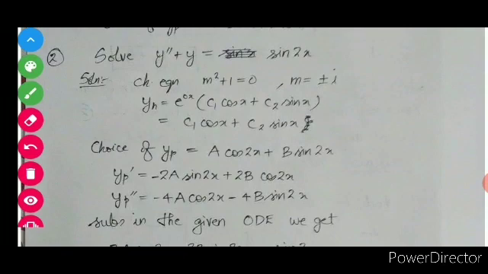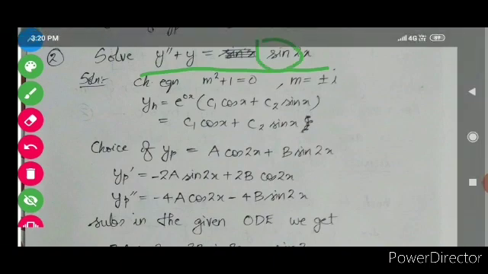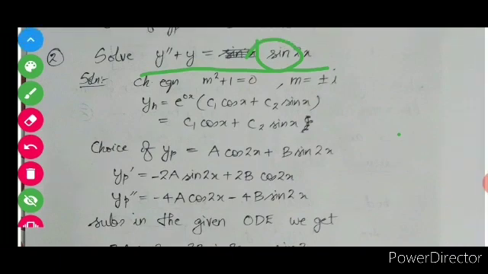We look at this question here. The question is y double dash plus y equal to sine 2x. So the first thing is you have to find YH. YH is the solution of the corresponding homogeneous part. So you have to take the right hand side to be equal to 0. Now once you take the right hand side to be equal to 0, how to solve it? You have to write the characteristic equation.